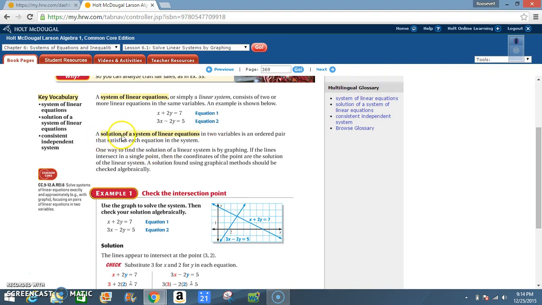A solution of a system of linear equations in two variables is an ordered pair that satisfies each equation in the system. One way to find the solution of a linear system is by graphing. If the lines intersect in a single point, then the coordinates of the point are the solutions of the linear system. A solution found using graphical methods should be checked algebraically.